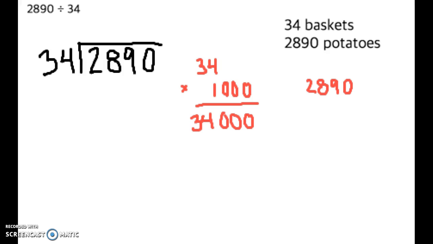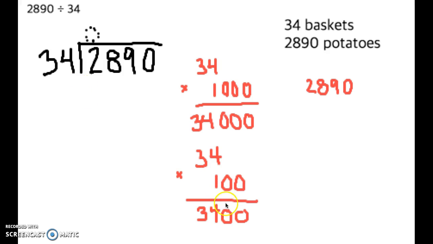So what we're going to do is we're going to put a little 0 here to mark that we can't have any thousands. Then we're going to move on to our hundreds. If we multiply our 34 by 100, we end up with 3,400, which is still bigger than our number of things, which is 2,890 potatoes. Therefore, it doesn't work, and so we're going to mark it with another little 0 to represent that we can't multiply our 34 by thousands or hundreds.